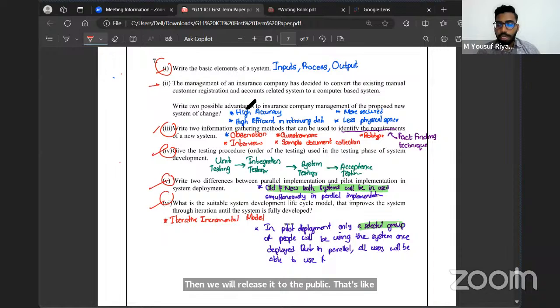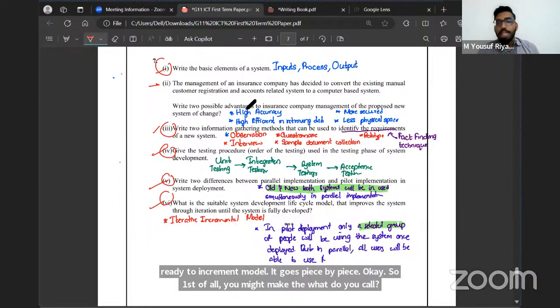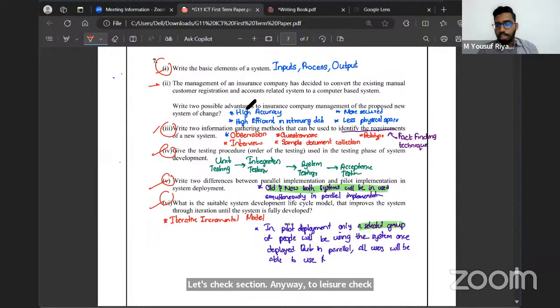Iterative incremental model, it goes piece by piece. First of all, you might make the chat section and release it, so users will be able to chat in WhatsApp. Then you might make the call section. Now users can chat as well as call. The third version, like the third update, you might give chat, call, as well as status. So likewise, instead of releasing the application at once, you'll be releasing it piece by piece, phase by phase. That is how the iterative incremental model works.